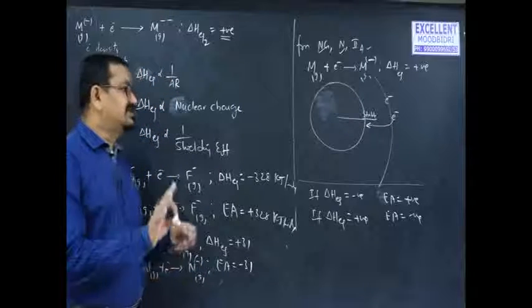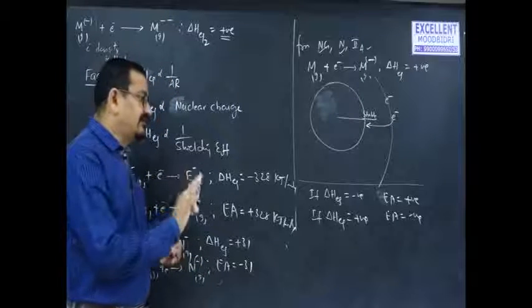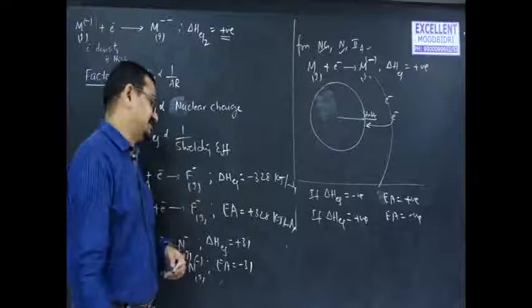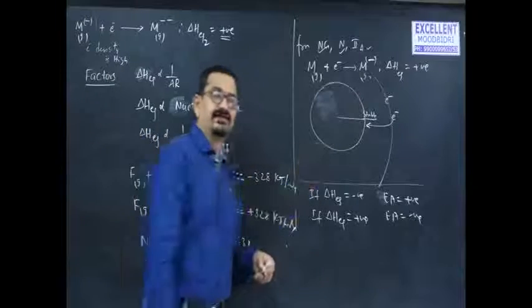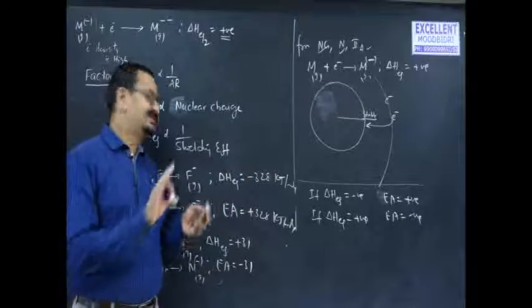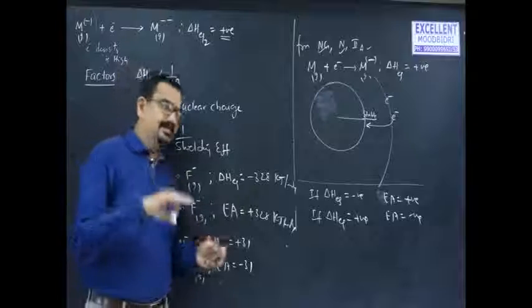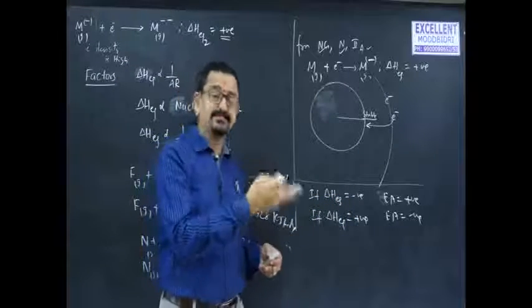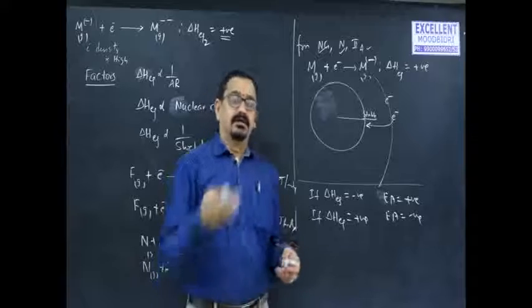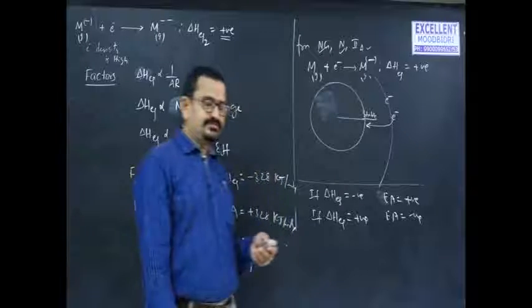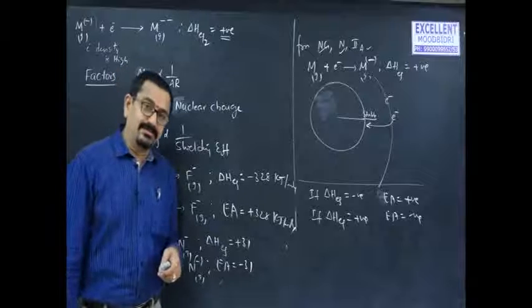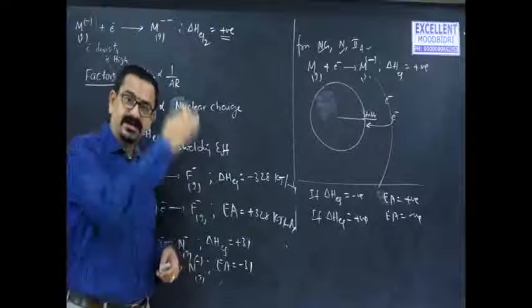In this way, to avoid confusion, we always have to discuss in terms of both terminologies, electron gain enthalpy and electron affinity. Usually, electron gain enthalpy is the proper terminology. If the electron gain enthalpy is negative, meaning it is exothermic, then that element's electron affinity is positive.